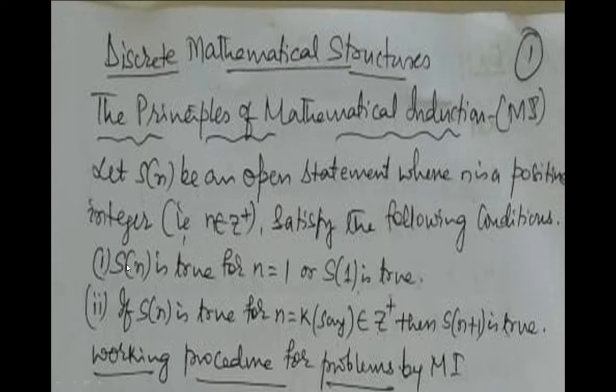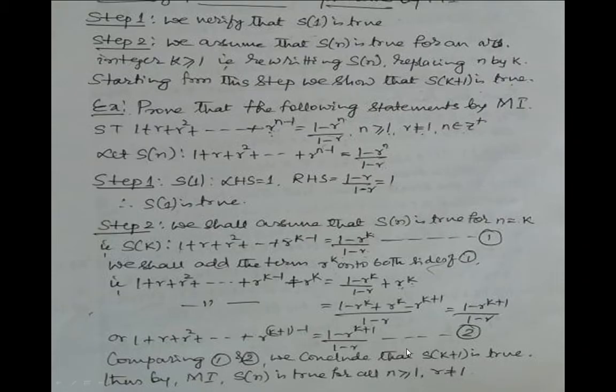The same is shown here. Let S of n be true for n equal to 1, that is, S of 1 is true. If S of n is true for n equal to k, where k belongs to Z plus, the set of all positive integers, then S of k plus 1 is also true. If both conditions hold, then we can say that the theorem is proved by mathematical induction. Using that fact, let me take one simple problem. Before that, we shall go through the working procedure for the theorems.